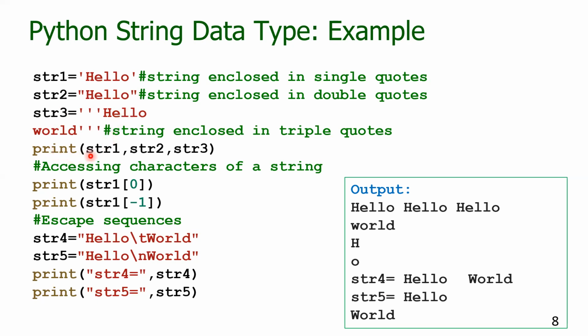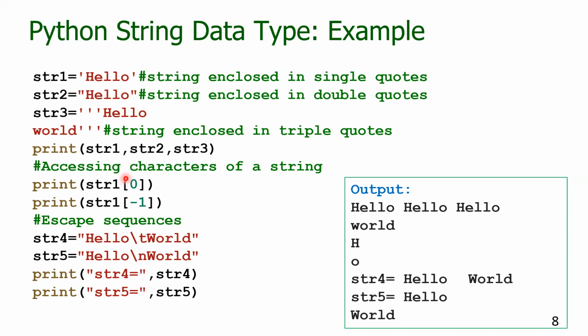When we try to print the values of str1 and str2 and str3, here you can observe in the output, all these three strings are holding the same value, hello, hello. And of course, str3 is holding hello world. That is why it is printed in two different lines, because we are using triple quotes for assigning a string that is spanning more than one line of text.